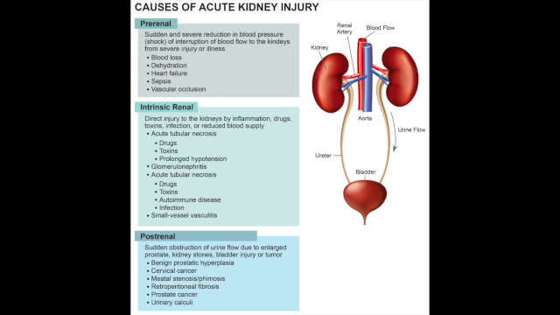For ATN, acute tubular necrosis, this is a type of intrinsic renal injury characterized by acute destruction and necrosis of the renal tubules of the nephron itself. Most common type of intrinsic acute kidney injury at about 50%. Importantly, most common type is ATN, acute tubular necrosis.